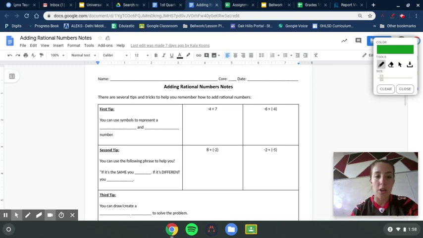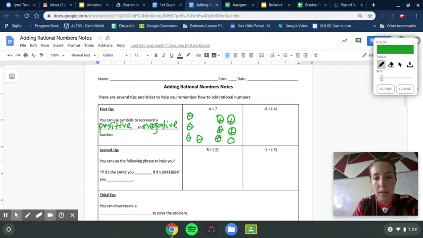So the first tip says that you can use symbols to represent positive and negative numbers. So right here, I'm going to put positive and negative numbers. Okay, so for those symbols, I'm going to go ahead and show you an example for both of these on what I mean. So you're going to have 4 negative numbers here. 1, 2, 3, 4. I'm going to make those negative by putting a negative sign in the middle of them. And then it looks like I have 7 positives. So I'm going to put 1, 2, 3, 4, 5, 6, 7 positive symbols.